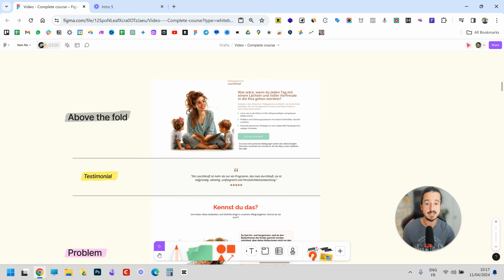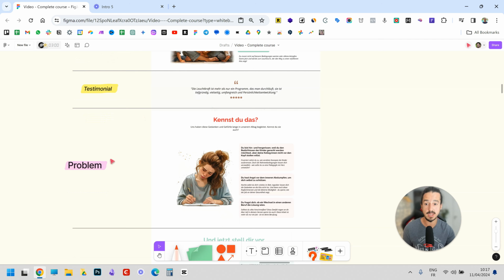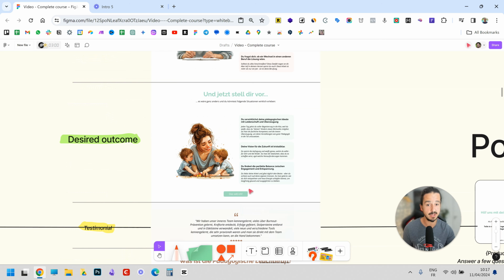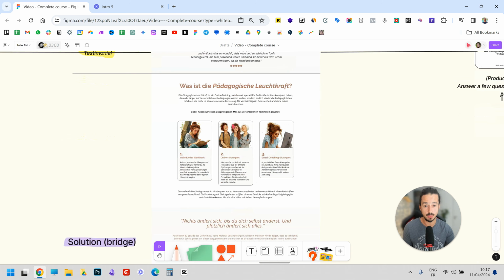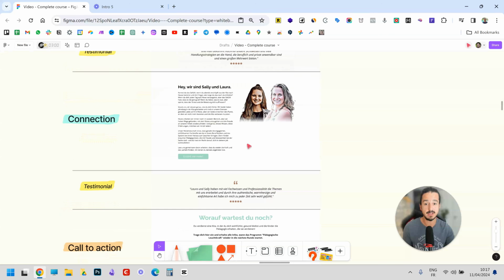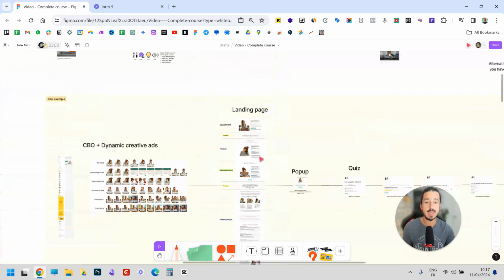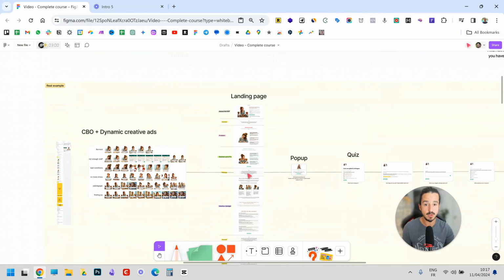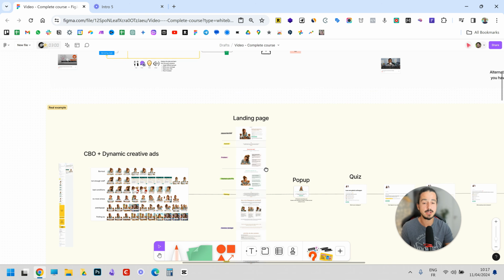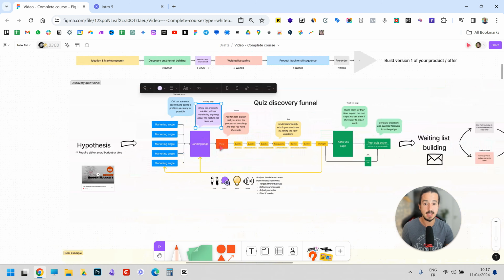What we have is we present the solution above the fold. Then we explain the problem that they have, we explain the desired outcome, and then we show the solution, and finally we have a call to action. Call to actions are also everywhere, but that is the moment where you explain to the future customer what your solution is, but they don't know it doesn't exist yet.